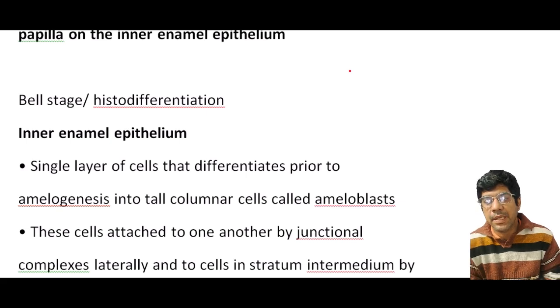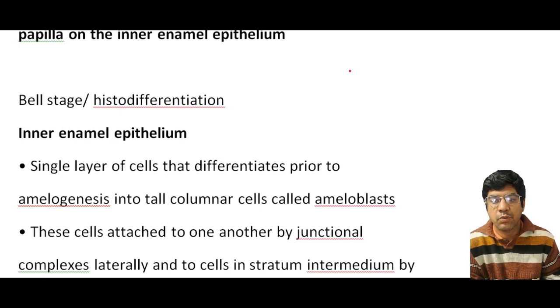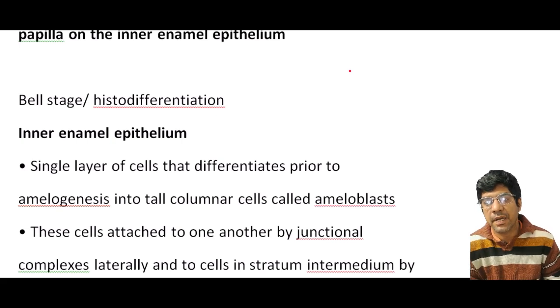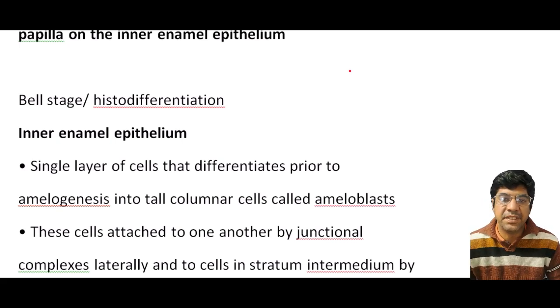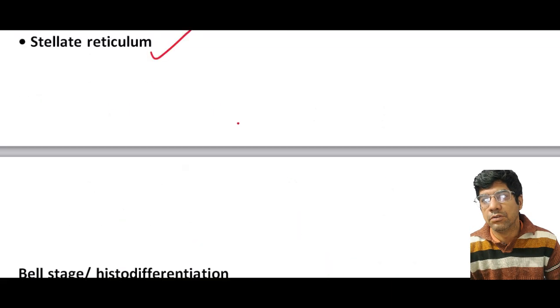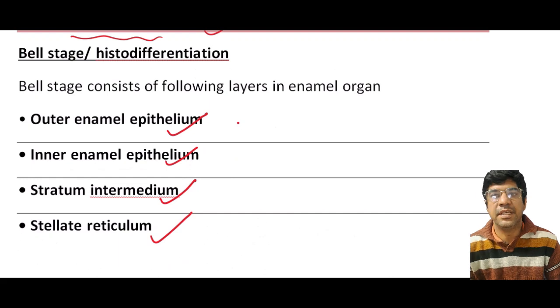So the tooth shape, which we call tooth morphogenesis, is controlled by special instructions from the genes and signaling molecules. These are like the bosses that give orders to shape the tooth. We can see the following layers in the microscope: the inner enamel epithelium, the stratum intermedium, stellate reticulum, and outer enamel epithelium.